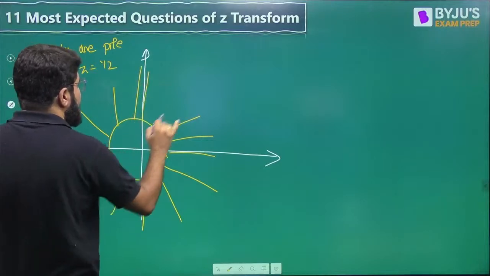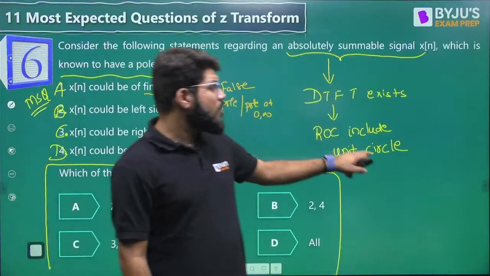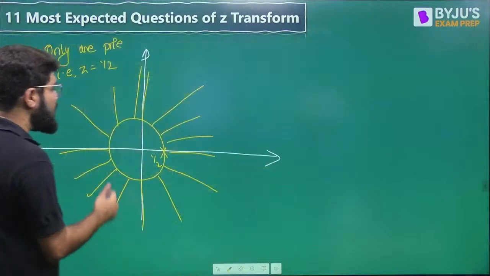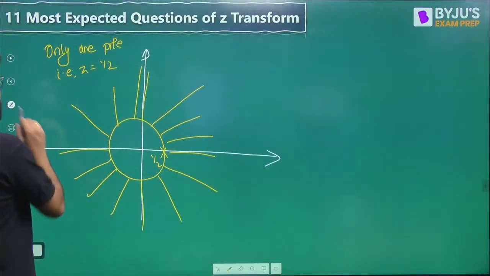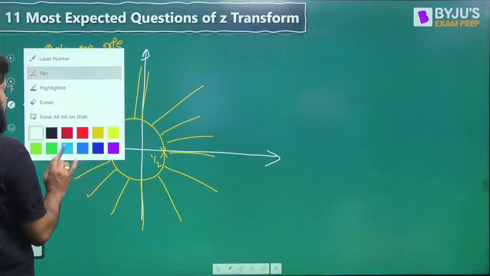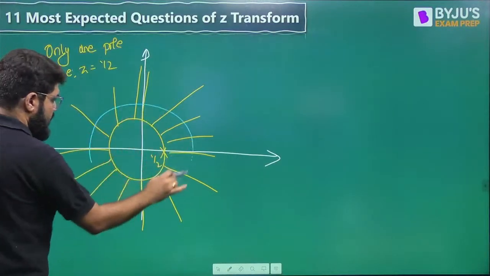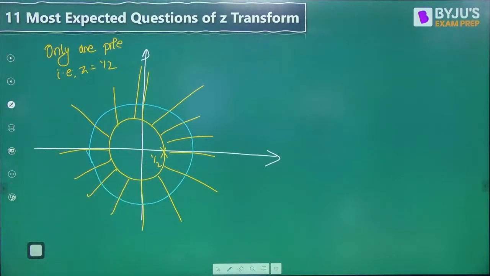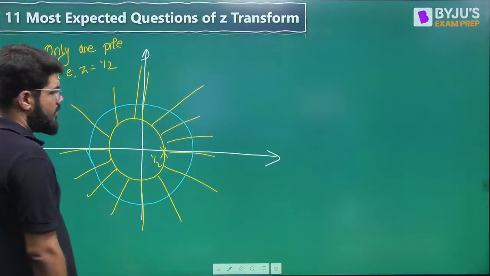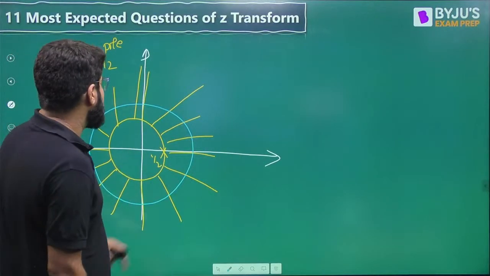Sir, why not interior? Because the ROC should include the unit circle. That is why you can't go mod z less than half. There has to be the unit circle included here. I hope this color makes sense. So the unit circle has to be included. So that is one ROC, mod z greater than half.